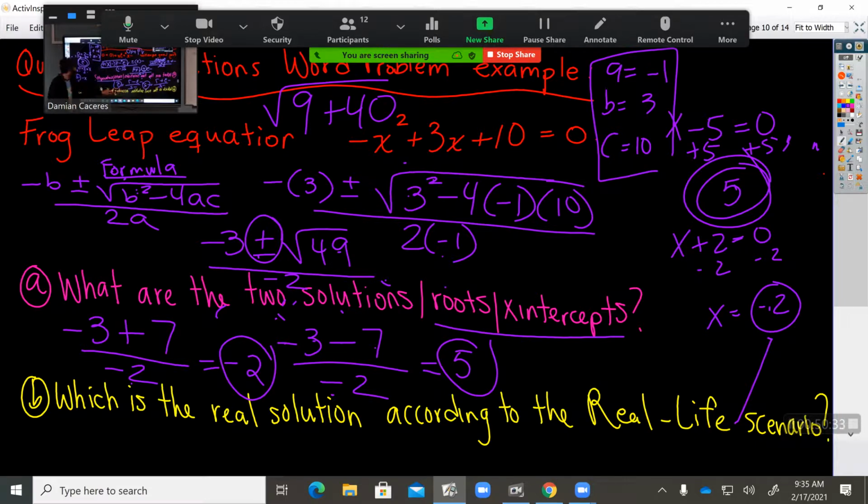Now, this is the yellow question here. If these two were the actual real solutions, which one is a real life solution for this scenario? Only the positive number. 5.